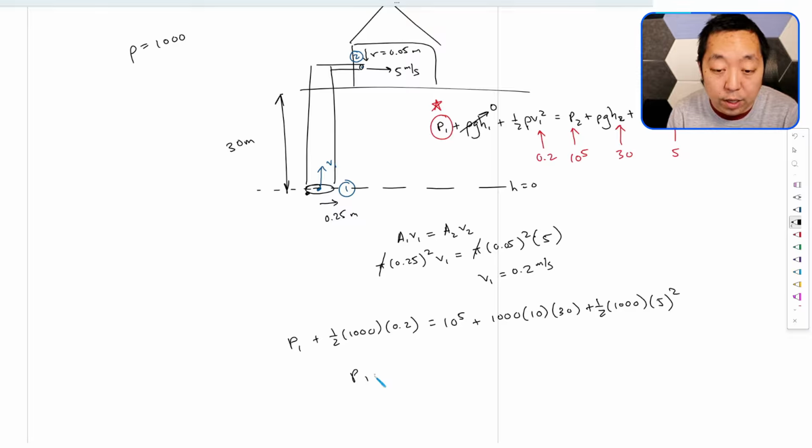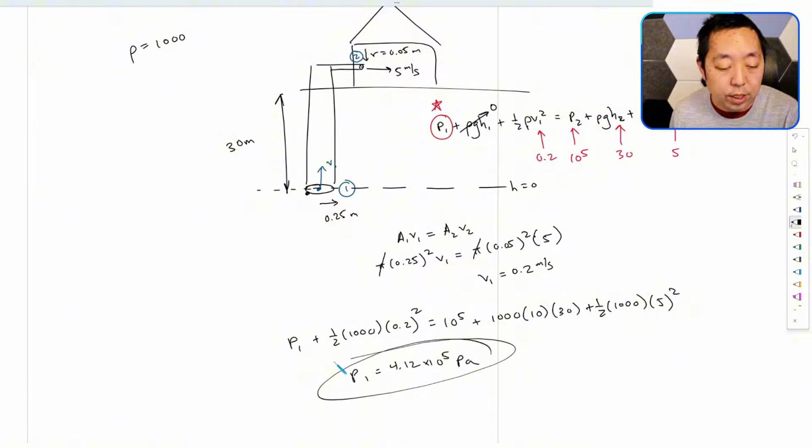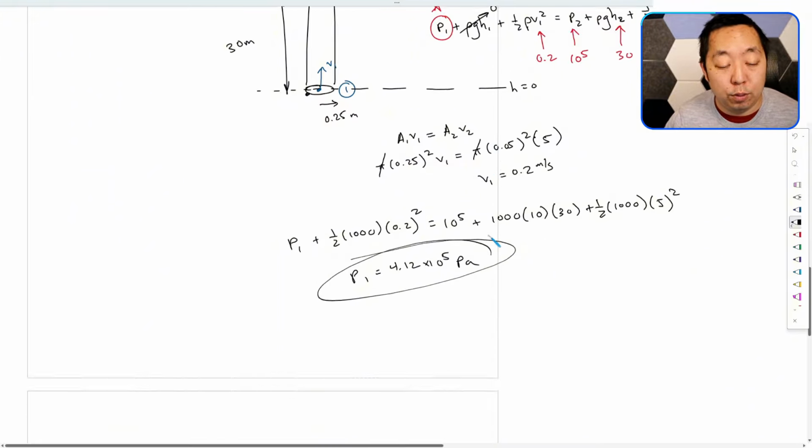So this is 1E5 plus 1,000 times 10 times 30 plus 0.5 times 1,000 times 5 squared, then minus 0.5 times 1,000 times 0.2. Oh, this should be a squared here. And so I get 4.12 times 10 to the 5th pascals. Okay, so pretty straightforward on using that.